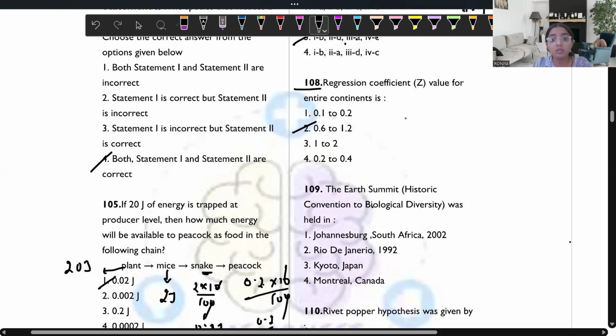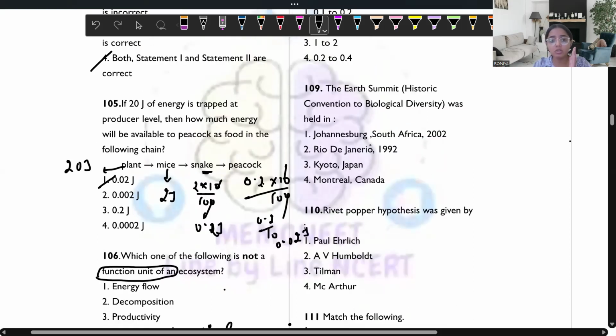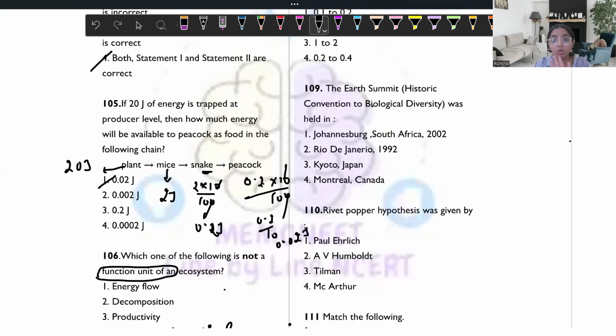So it is 0.6 to 1.2 for an entire continent. Now, question 109. This is a total by-hearting question. You should just remember this. There's no concept here. So it means that the Earth Summit, the historic Convention on Biological Diversity, was held in Rio de Janeiro in 1992.